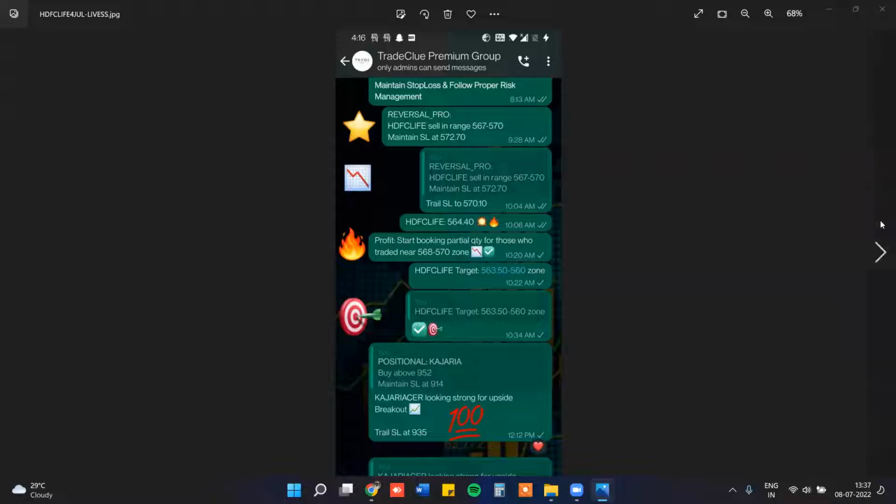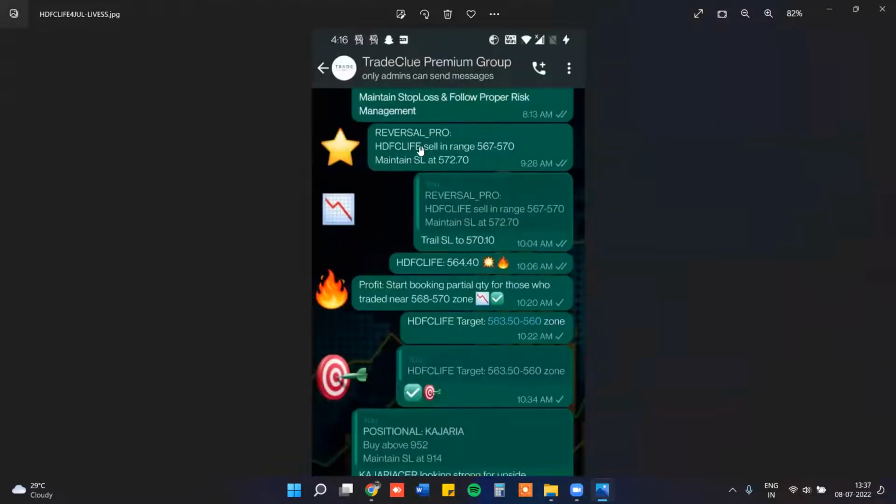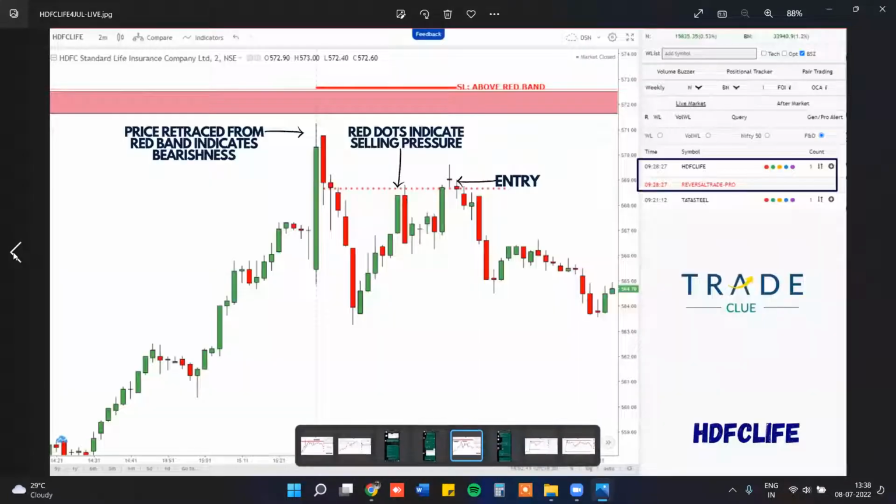So if you are not on the screen, you can follow up to our WhatsApp group where we will be giving proper updates on where you need to trade SL. The agenda is to trail SL as well, because we need to save our capital once the movement is done. So once HDFC went to 570, then it cracked down to 564. We started trailing our SL.